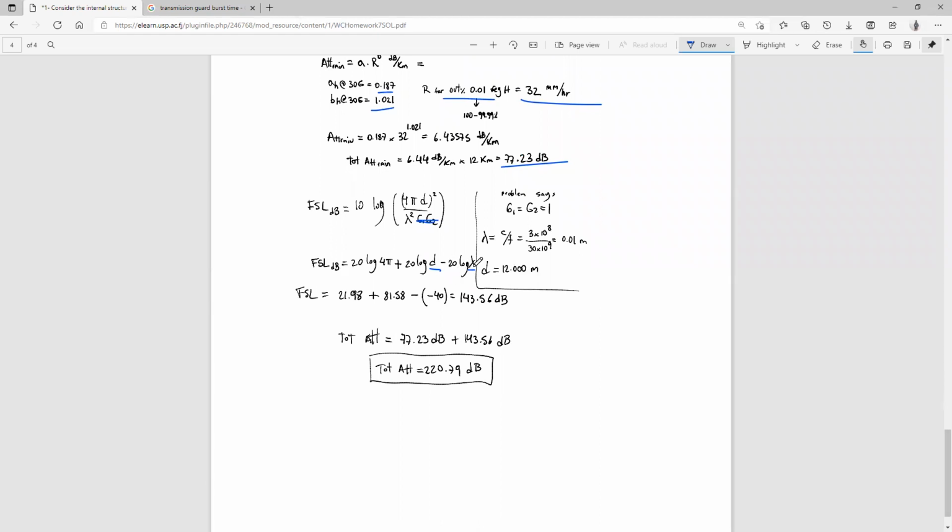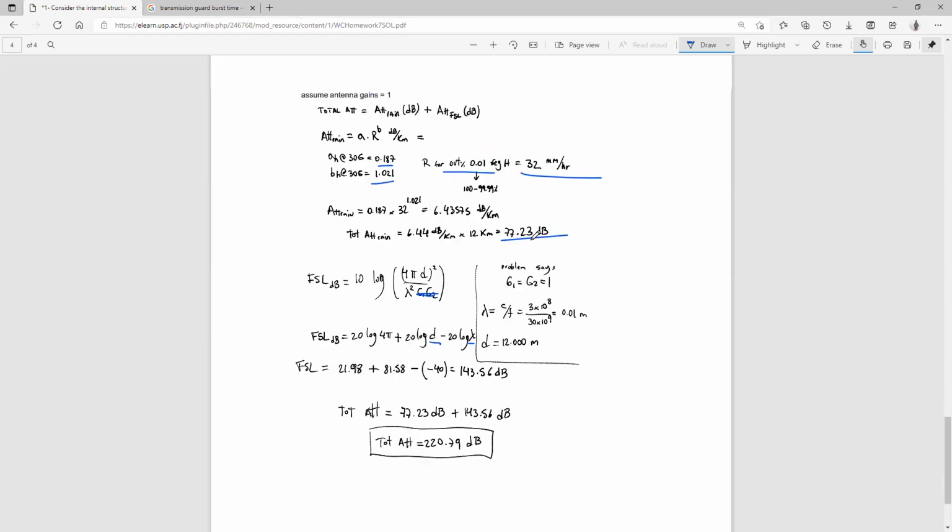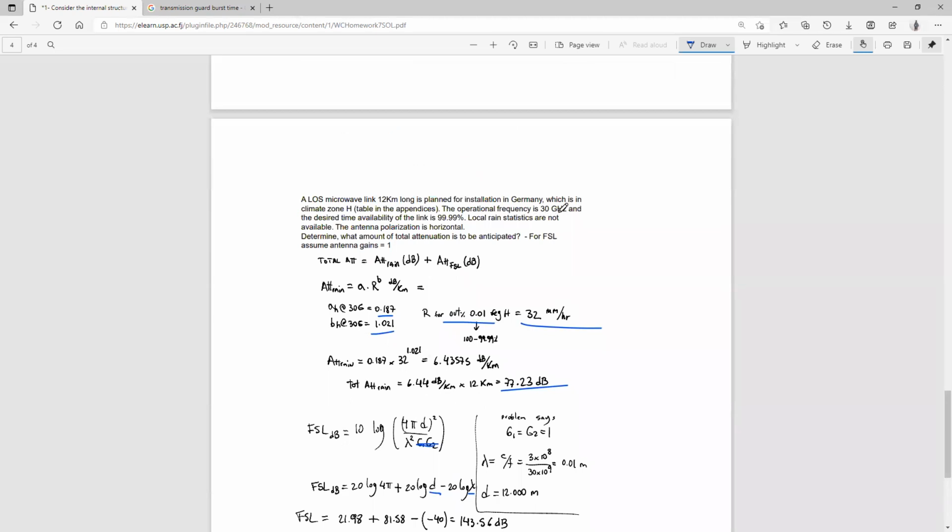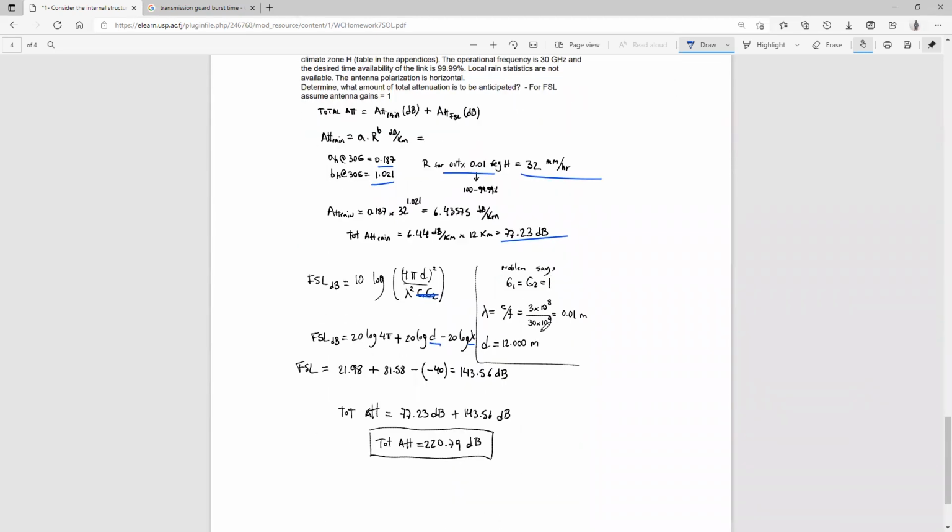What is our lambda? Lambda is basically given by speed of light divided by frequency. So we know our frequency, that is 30 gigahertz, right? So frequency is 30 gigahertz, and we know our speed of light. So we can find our lambda. So lambda is basically speed of light divided by frequency, that is 3 times 10 to the power of 8 divided by 30 times 10 to the power of 9. That is equal to 0.01 meters.